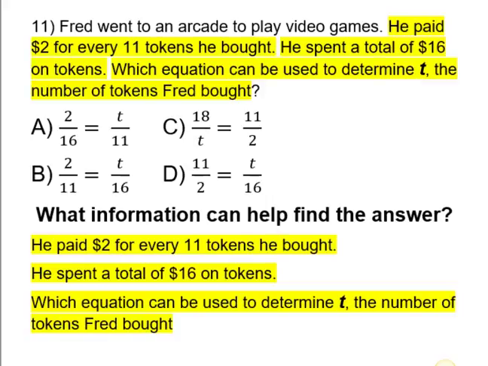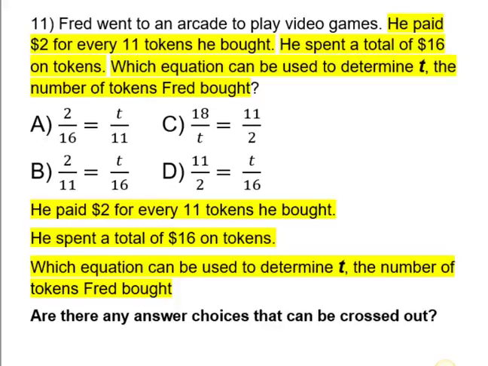Are there any answer choices that can be crossed out? Okay, so since we know that Fred spent $2 for every 11 tokens he bought, we need to have a ratio that represents that for every $2 he spent, he got 11 tokens, and that for a total of $16, we need to know how many tokens he got.